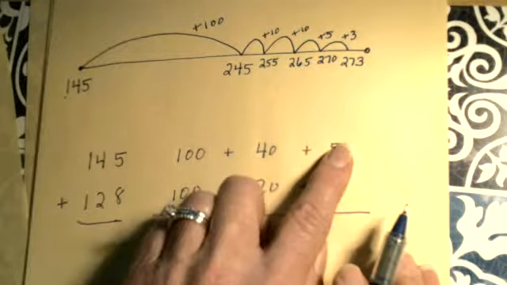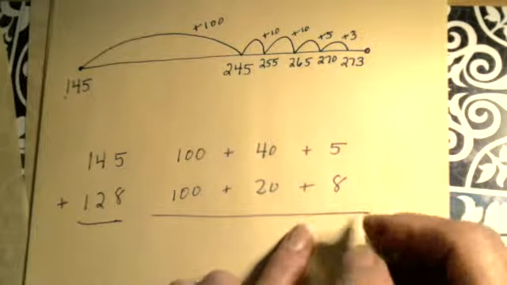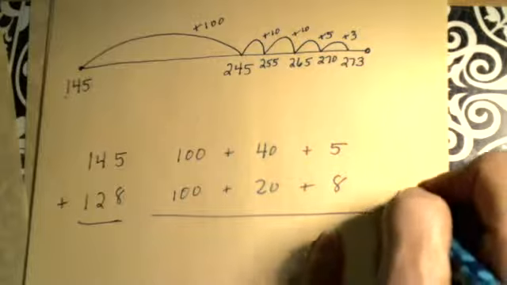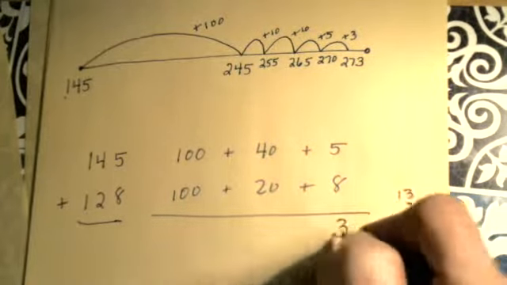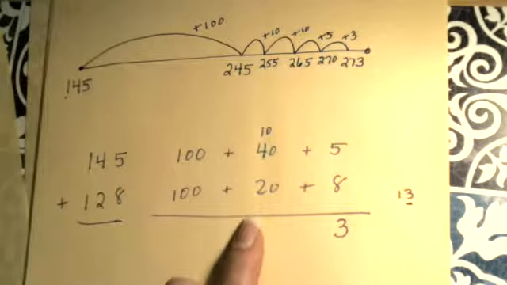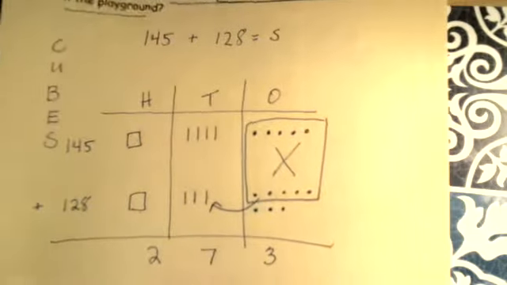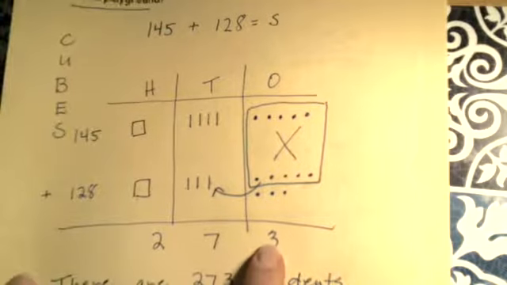8 plus 5, 8, 9, 10, 11, 12, 13. I can't put 13 here. I can put the ones part. This is 13. I can put what's in the ones, that's the 3, and put the 10 over here in the tens column. Okay? So that's what I did here. I took that 10, I put it over here, I kept the 3.